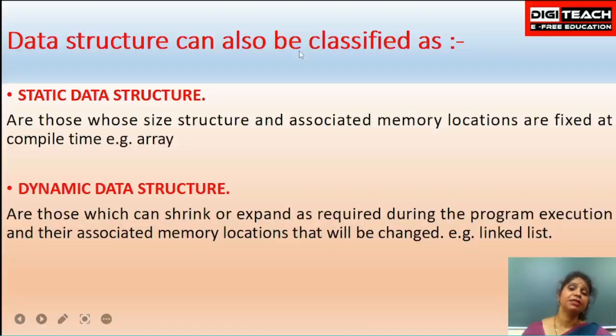Now, data structures can also be classified as static data structure and dynamic data structure. This is a different view. What about static data structure? That means if you fix the size of the data structure at compilation time, and if you fix the associated memory at that time, that is known as static data structure. That means static data structures are those whose size, structure and associated memory locations are fixed at compilation time. But what about dynamic data structure?